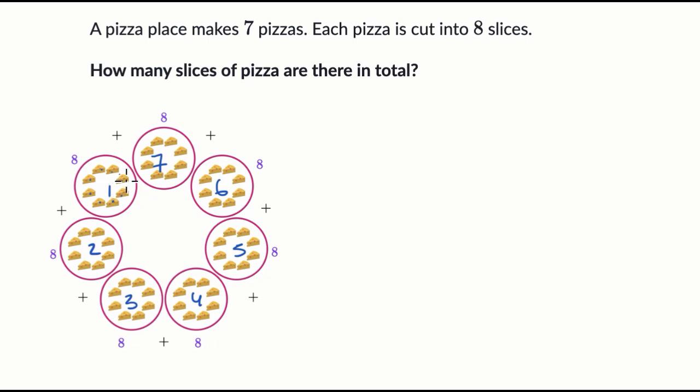So if you want to know the total number of slices, you're essentially going to add these 7 eighths together. Well, adding 7 eighths is the same thing as multiplying 8 by 7, or 7 by 8.